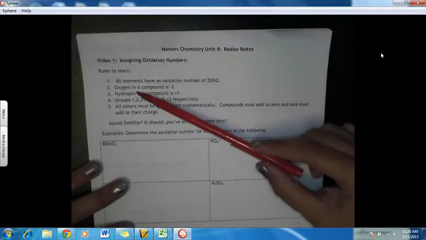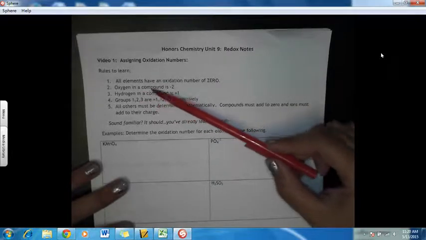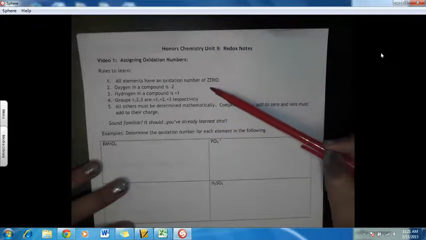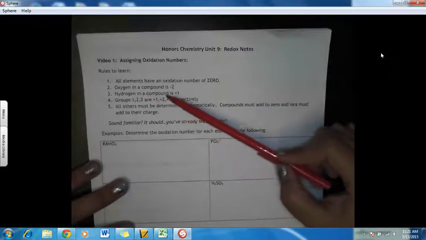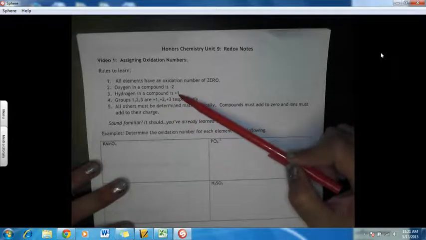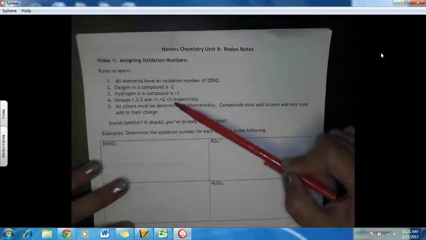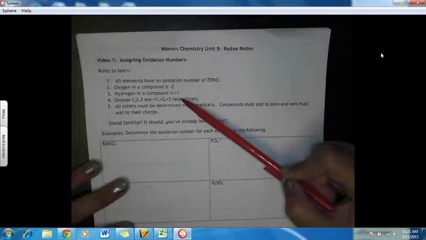So, first of all, just as always, elements always have an oxidation number of 0. Oxygen, when it's in a compound, is a -2. Hydrogen in a compound is going to be +1. These two are no different than what we've already learned before. Groups 1, 2, and 3 are +1, +2, and +3. Again, that's nothing new from what we learned before.